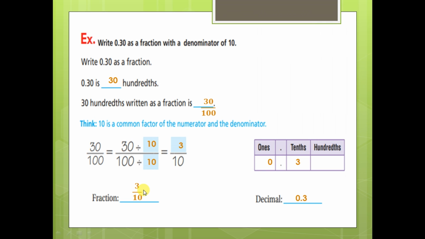And that's it. You want the number to be tenths instead of hundredths? Divide by 10. You want the number to be hundredths instead of tenths? Multiply by 10. But don't forget to multiply or divide the top and bottom.